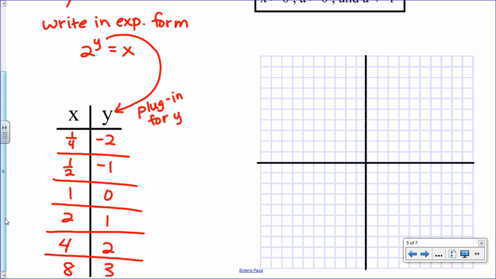When I go to graph these, I'm still graphing them as normal ordered pairs, so x comma y. I'm not switching. If I switch the ordered pairs, then I get an exponential function and not a log function. So 1/4, negative 2. 1/2, negative 1. 1, 0. 2, 1. 4, 2 and 8, 3.